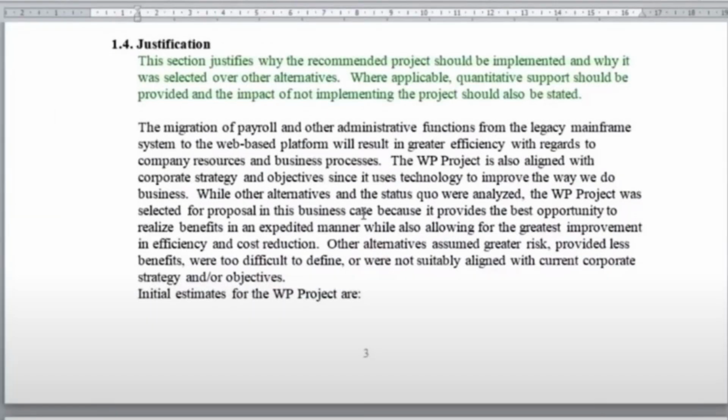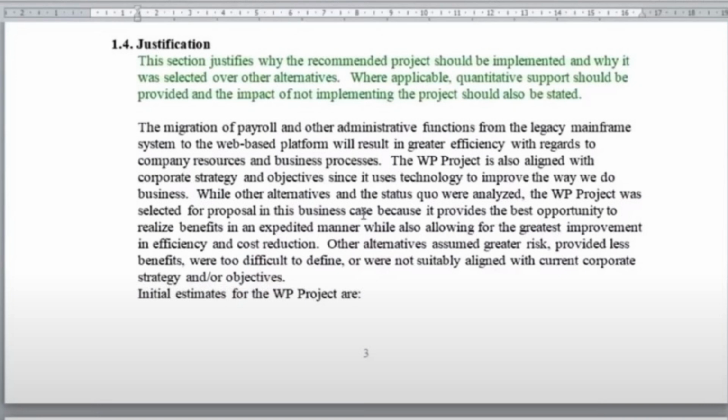The justification for this project is the migration of payroll and other administrative functions from the legacy mainframe system to a web-based platform, which will result in greater efficiency in company resources and business processes. Here, we are mainly talking about efficiency. If you notice, this particular project is directly aligned with the organization's goals and objectives. In this case, one of the main goals is efficiency gains and cost savings. Moving to the web-based platform completely aligns with this objective.